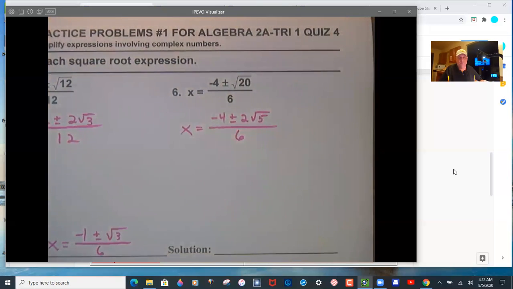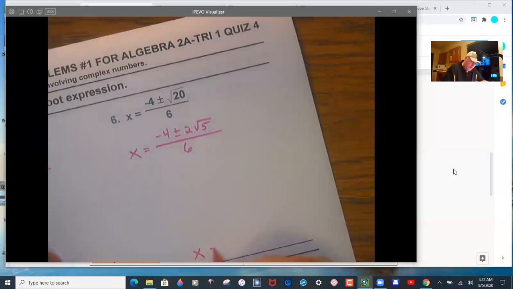So square root of 20 is 2 times the square root of 5, the square root of 4 times the square root of 5, and now we reduce. So this will be negative 2 plus and minus the square root of 5 all over 3.